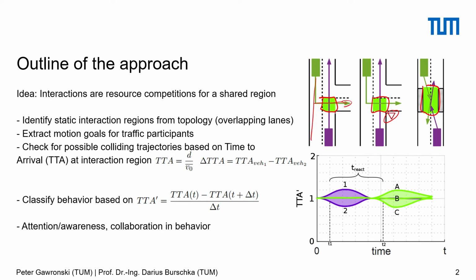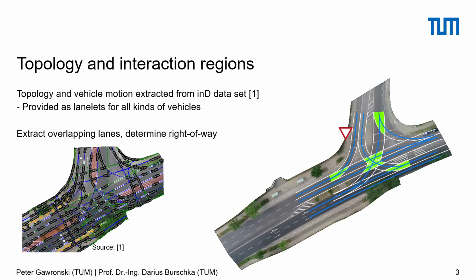So for example, this vehicle could also go straight instead of turning left. And then we use the time to arrival, which is just the distance to that patch divided by the probable average velocity. And then we can calculate the delta TTA, and if it's less than 2 seconds, most likely there will be an interaction. Later on, we classify behavior based on the TTA prime, which is just the time derivative of the time to arrival. And by this, we'll be able to classify for the attention or the awareness of the other driver, and also if he collaborates with the first driver.